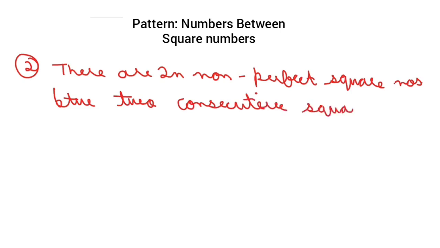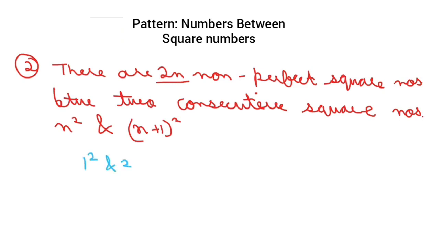Okay, so let us take two consecutive square numbers in the form of n square, and then (n plus 1) whole square. So now let's suppose we take n value to be 1. So if I take n is equal to 1, then n plus 1 will be 1 plus 1, that will be 2. So 1 square and 2 square. Also you know 1 and 2 are consecutive numbers.